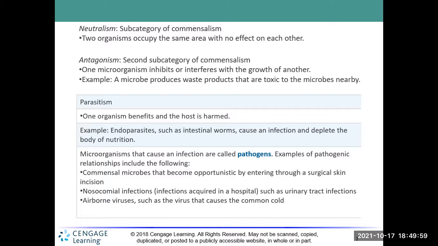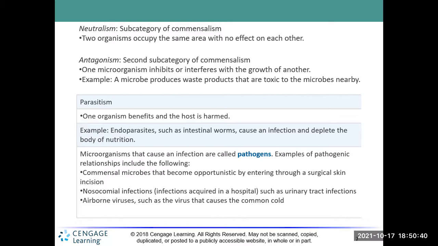Mutualism, so this is a subcategory of the commensalism, and this is where two organisms occupy the same space with no effect on each other. Antagonism, just another subcategory of commensalism, and in this one a microorganism inhibits or interferes with the growth of the other. An example of that is when a microbe produces waste products that are toxic to the microbes nearby. So there's a lot of microbes that, as they're going through that process of decay, will create waste products. And those particular waste products will kill out some of the other microbes that are nearby.